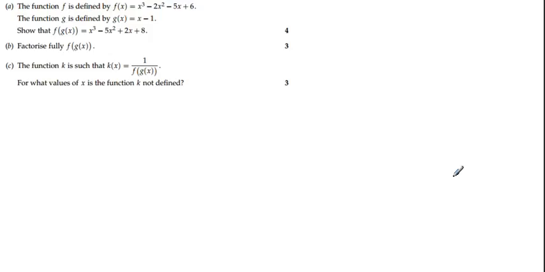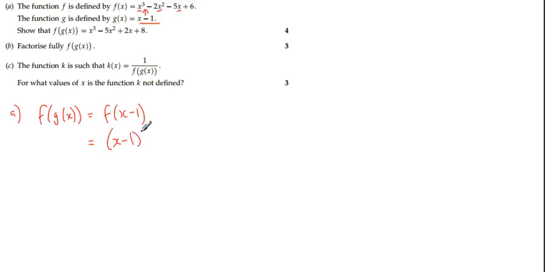Okay, question 8, last one, or sorry, penultimate one. For part A here, you're working with composite functions. So you're showing that f of g of x is equal to this here. So f of g of x is what happens when you put your g of x into your f of x. So x minus 1 is going into the f function. And that means every x here gets replaced with x minus 1.